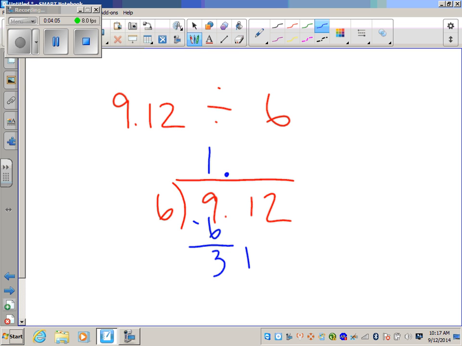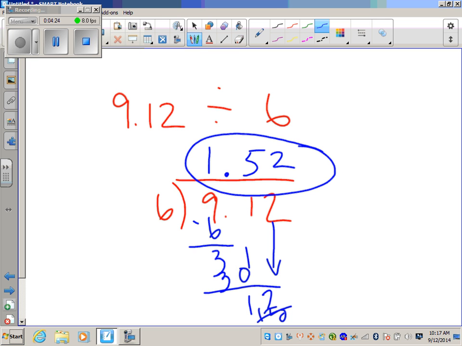Does 6 go into 31? Yeah, 5 times. So that 5 goes over the 1 I just dropped. And then subtract. Now I'll drop the 2. 6 goes into 12, 2 times. And once I've taken it to 0, the final answer is 1 and 52/100ths. Okay? Dividing the decimal part really isn't all that different than just regular division. Because once you put the decimal where it needs to go, the division takes care of the rest.